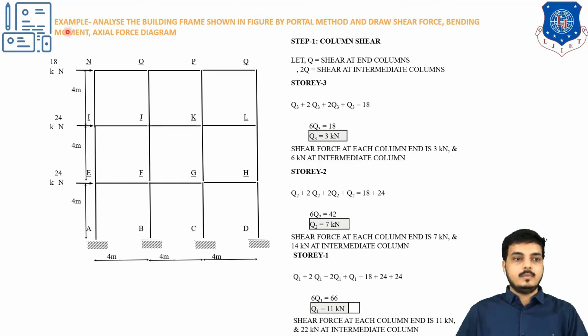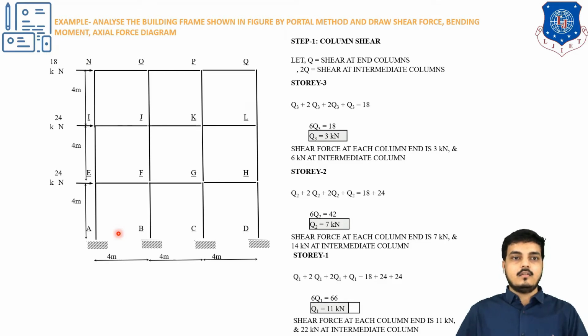This figure will be given in the question itself. Now focus that these are the points or junctions A, B, C, D, E, F, G, H, I, J, K, L, N, O, P, Q. These are the various junction points, and the bay width is 4 meters for each one, and the height is also 4 meters for each one. Now the horizontal forces are given, which are 24 kilonewton over here and 18 kilonewton at the top. Now this is the given figure.